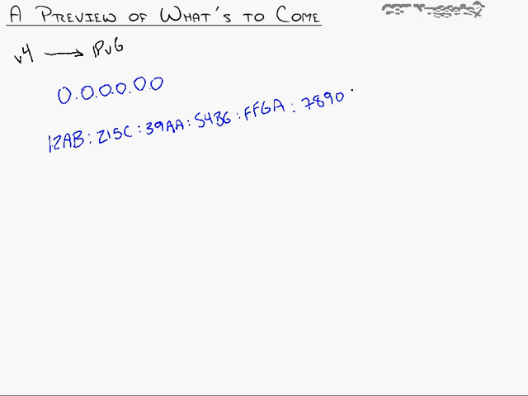7890, and one more. No, wait, two more. 77AA, and then finally AABC. That, my friend, is an IP version 6 address. Needless to say, we are not going to run out. Well, I'm sure people thought that with IP version 4. They're like, well, how would we ever run out of IP addresses?